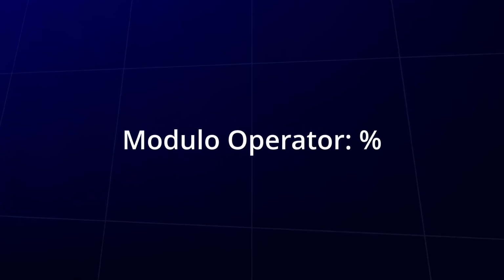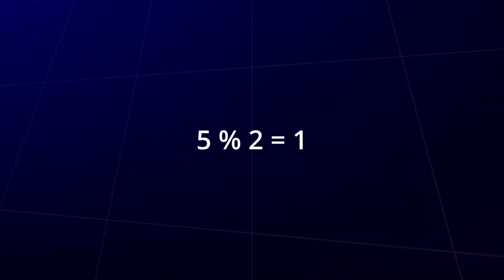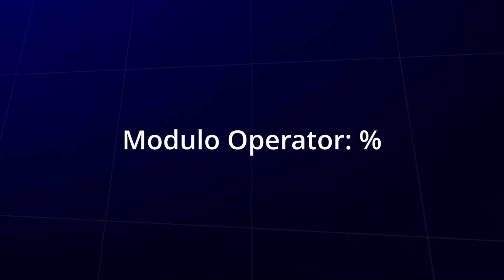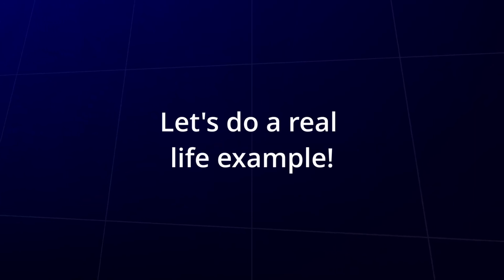The modulo operator gives us the remainder when one number is divided by another. For example, 4 modulo 2 equals 0 because 4 divided by 2 has no remainder. 5 modulo 2 equals 1 because 5 divided by 2 leaves a remainder of 1. Did you get the idea behind these examples? If not, don't worry. Some people are more comfortable with numbers while others connect better with real-life examples.